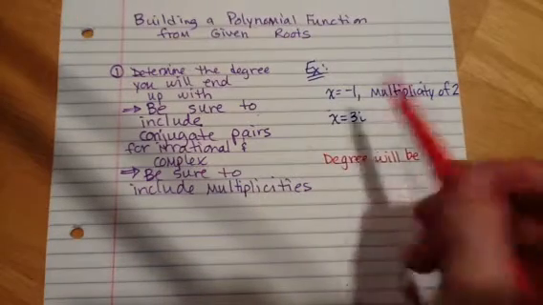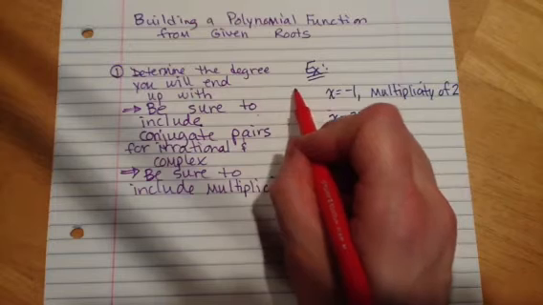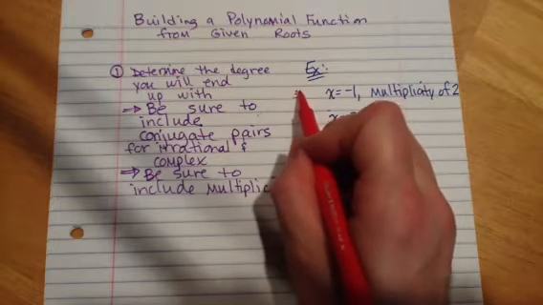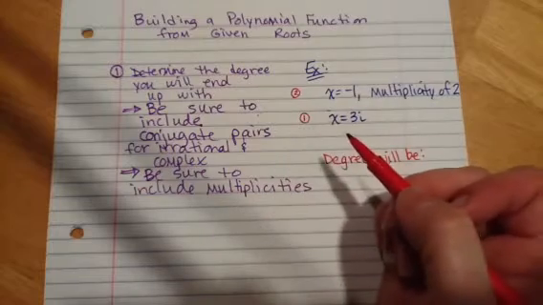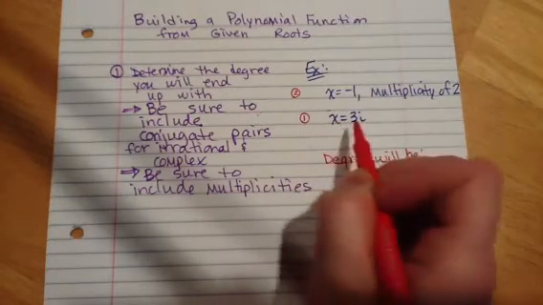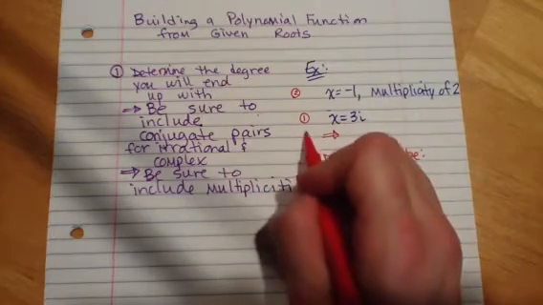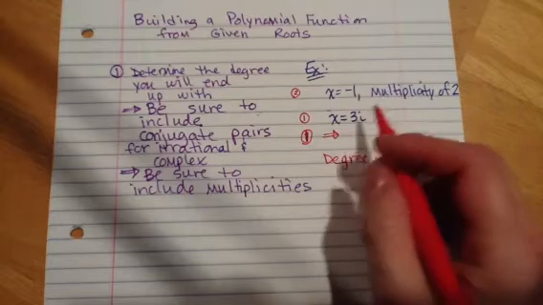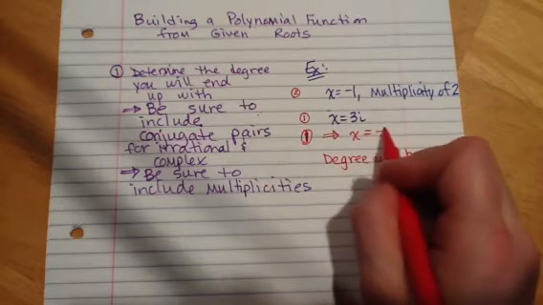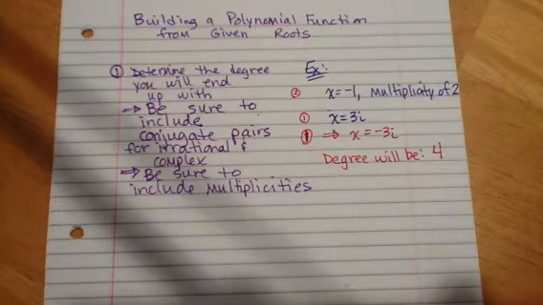Let's count them up. I have x equals -1, that has a multiplicity of 2. So right here we have 2 roots, and then x equals 3i is another root, and this is a complex root. So even though they didn't list it, we need to include one more root. The conjugate for x equals 3i will be x equals -3i. So the degree is going to be 4.